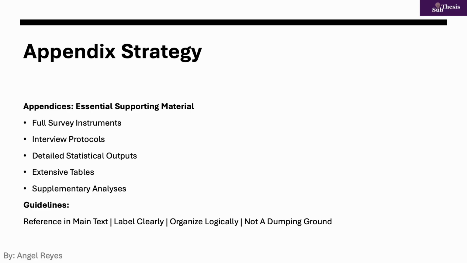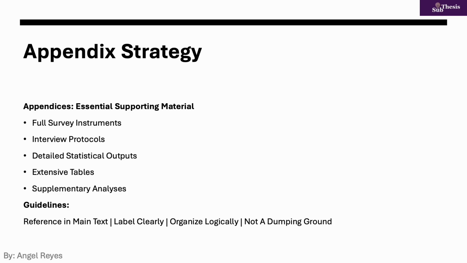Appendices house important material that would disrupt narrative flow. Think of them as your paper's storage room. Essential items that don't belong in the main living space include full survey instruments, interview protocols, detailed statistical outputs, or extensive tables. Anything a skeptical reviewer might want to verify, but that average readers can skip.